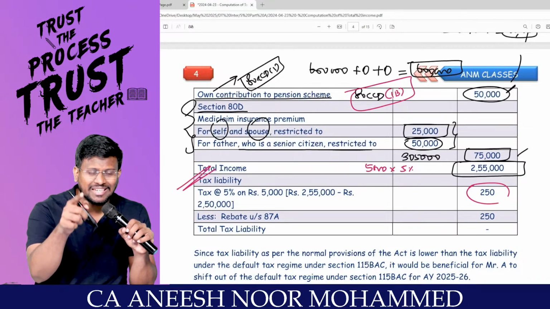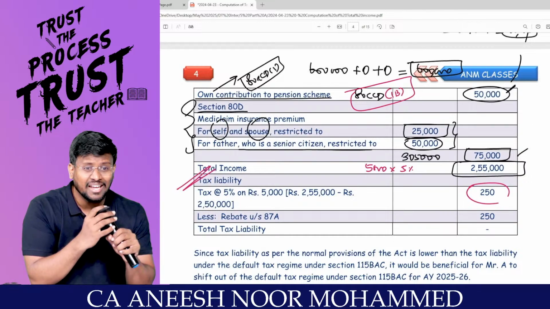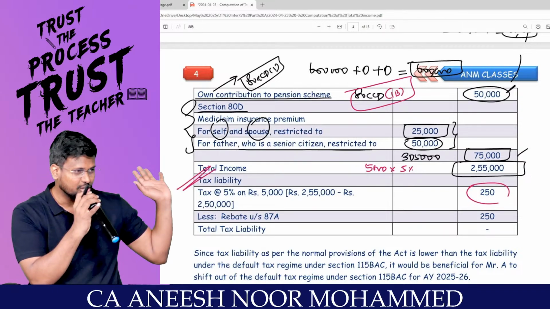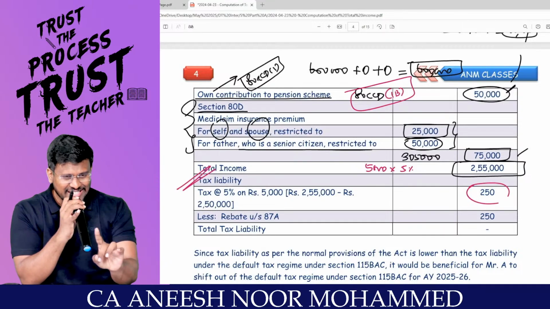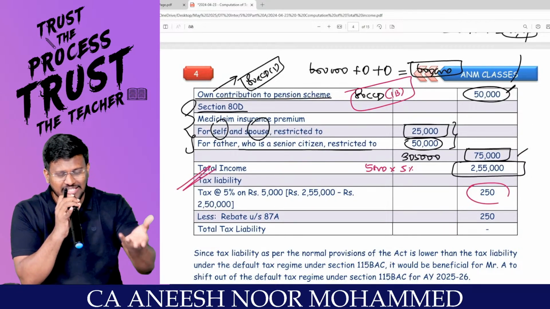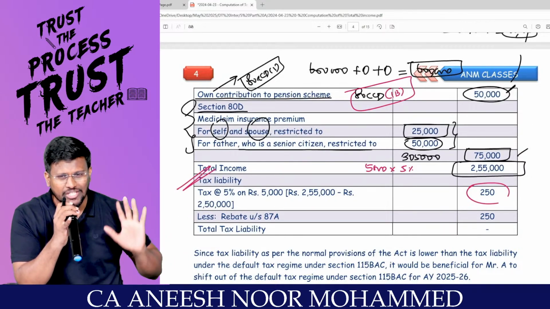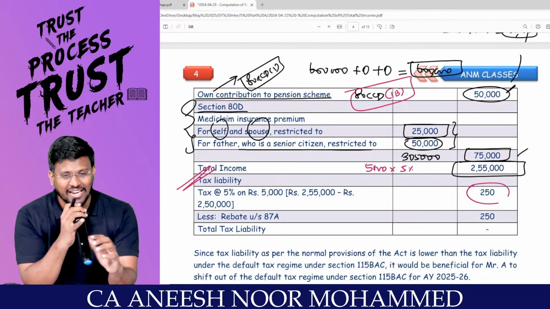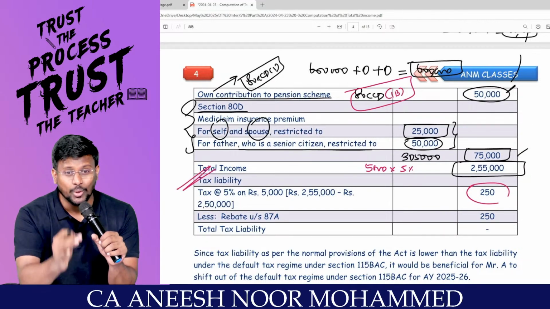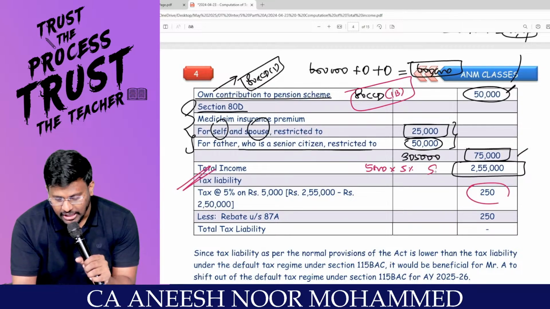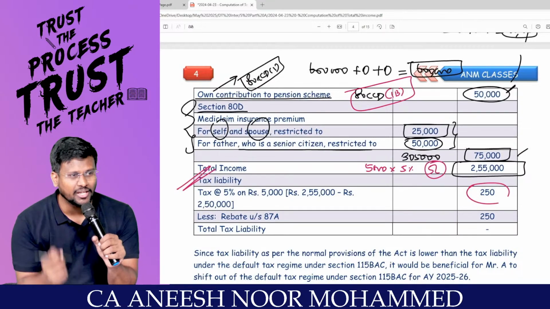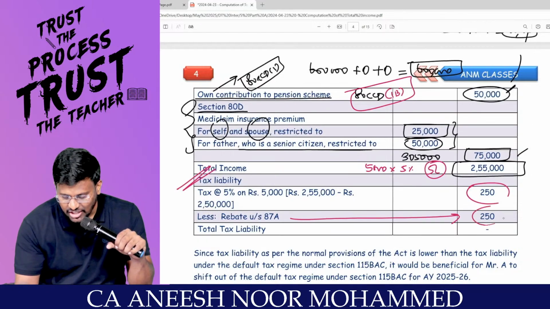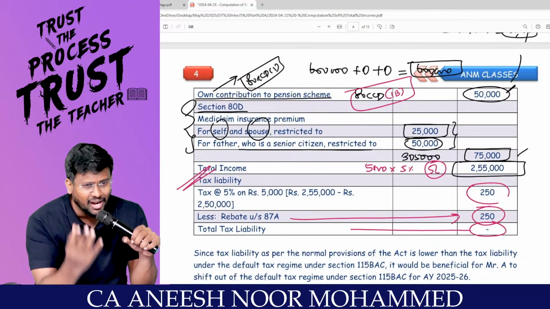This is the normal tax payable. Add surcharge: does the total income exceed 50 lakh? There is no surcharge, so less marginal relief. Since I have not paid surcharge, there is no question of marginal relief at all. Clarity. Yes, less rebate under 87A. It is applicable only to a resident individual whose total income does not exceed 5 lakh. Yes, sir, his total income does not exceed 5 lakh. The entire amount can be claimed as a rebate under section 87A. Total tax payable will be nil.